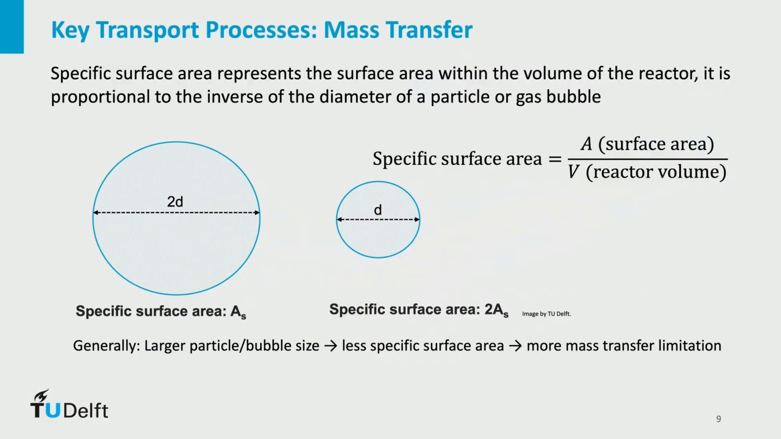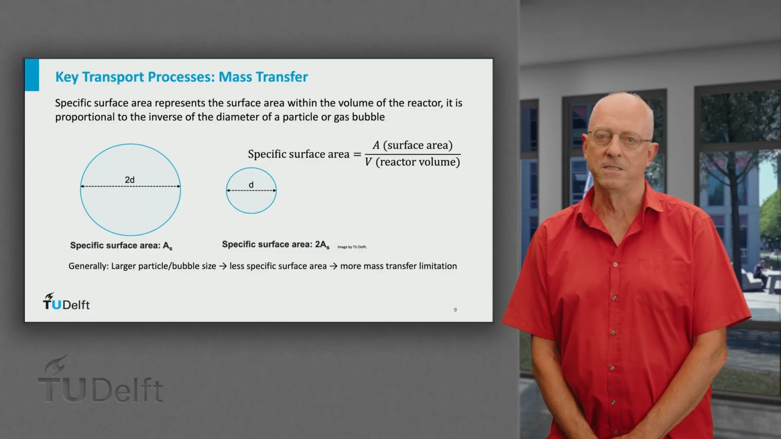A critical concept in transport processes is specific surface area. The surface area per unit volume of a reactor, for instance, the gas bubbles or biomass particles. The specific surface area is inversely proportional to the diameter. Half the diameter and you double the surface area. This matters because more surface area means faster mass transfer, whether it's oxygen from bubbles or substrates to the bacterial flocs. In design, we can optimize specific surface area by adjusting bubble or particle sizes to enhance process efficiency.